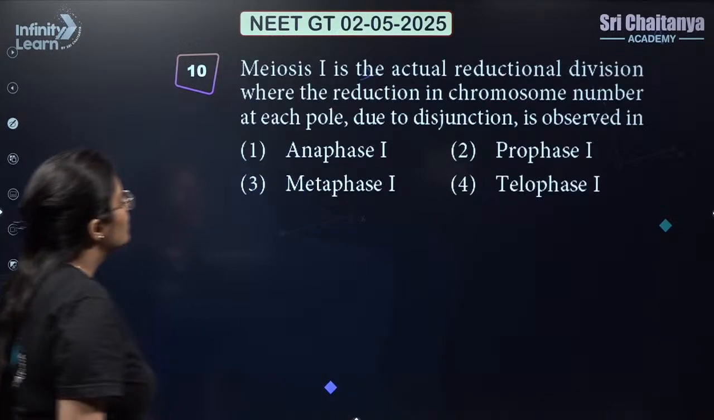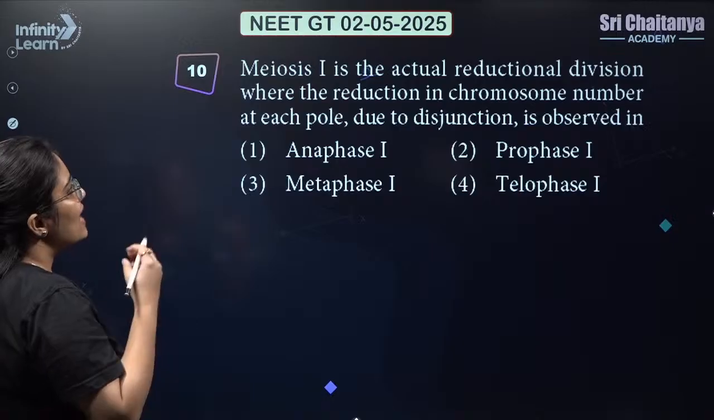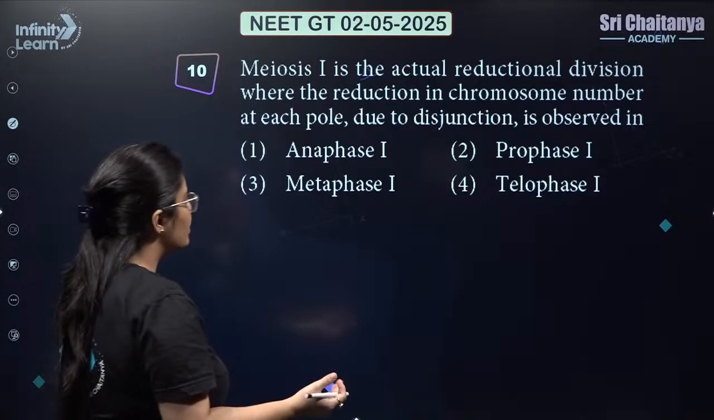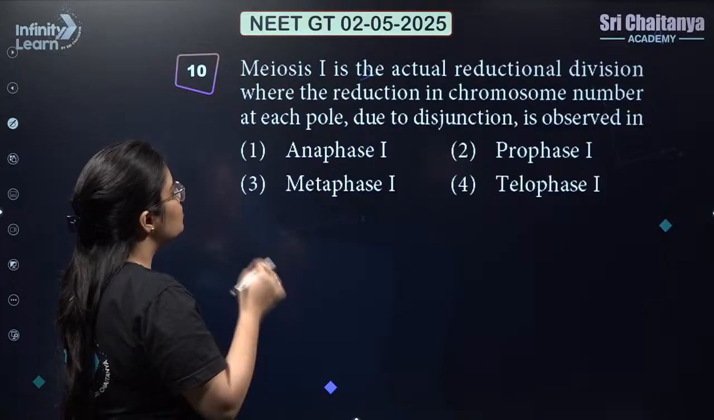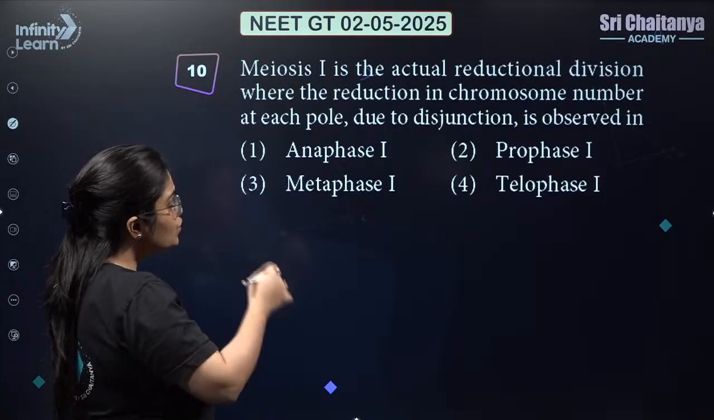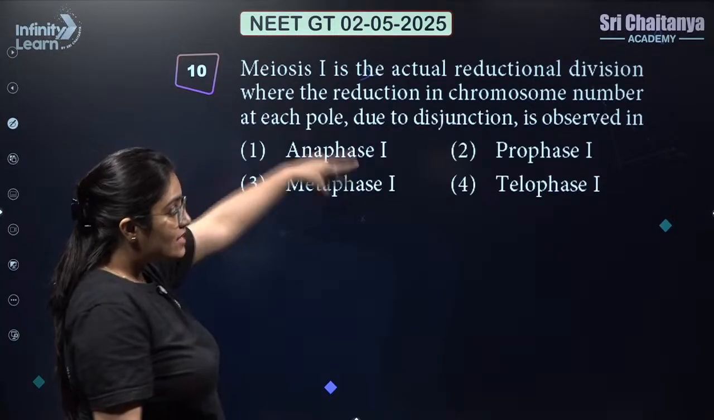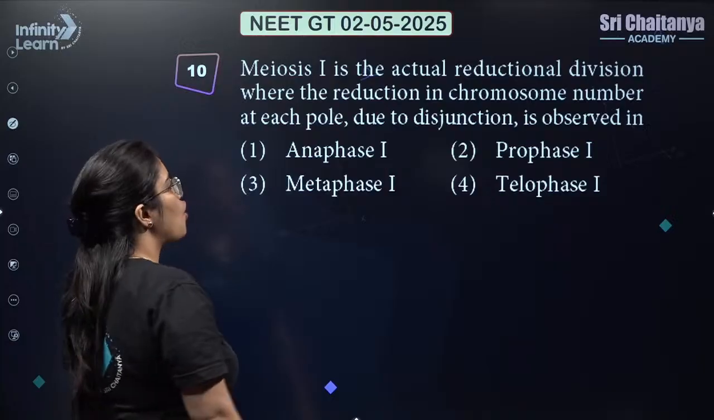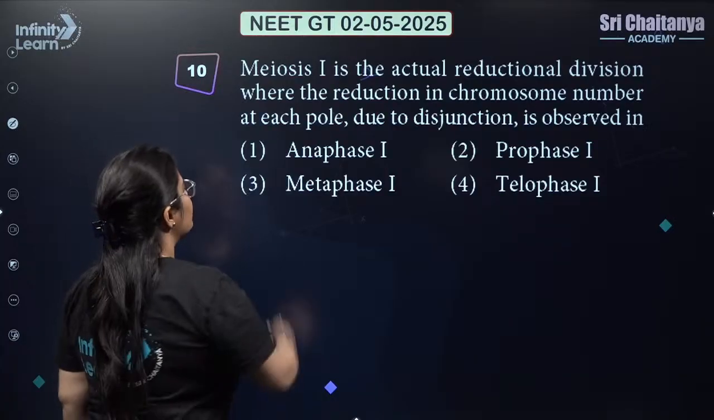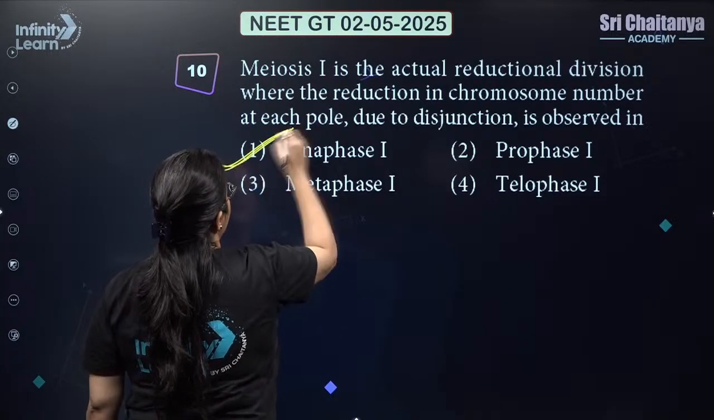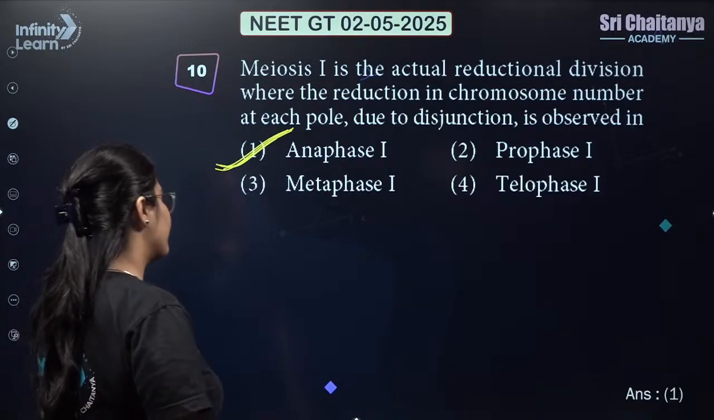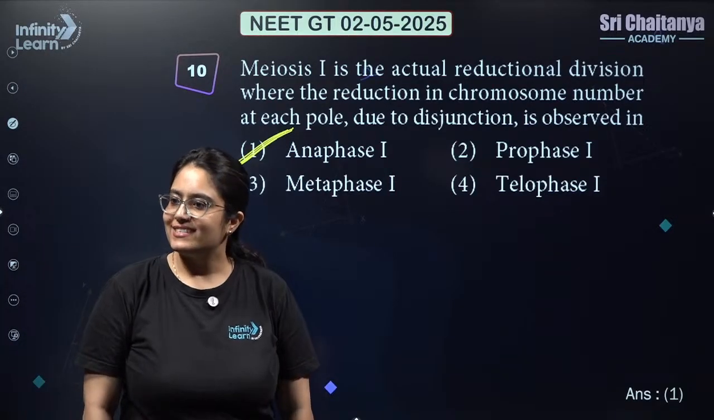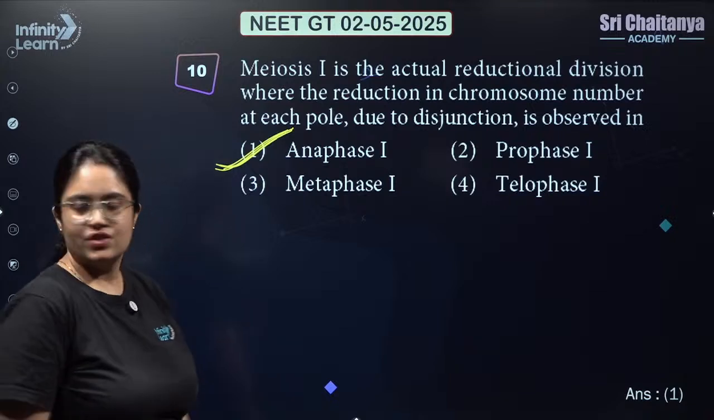Next. Meiosis 1 is the actual reductional division where the reduction in chromosome number at each pole occurs due to disjunction, and this disjunction is observed in anaphase 1. Very good. Correct answer is 1, anaphase 1. Excellent. Next question, guys.